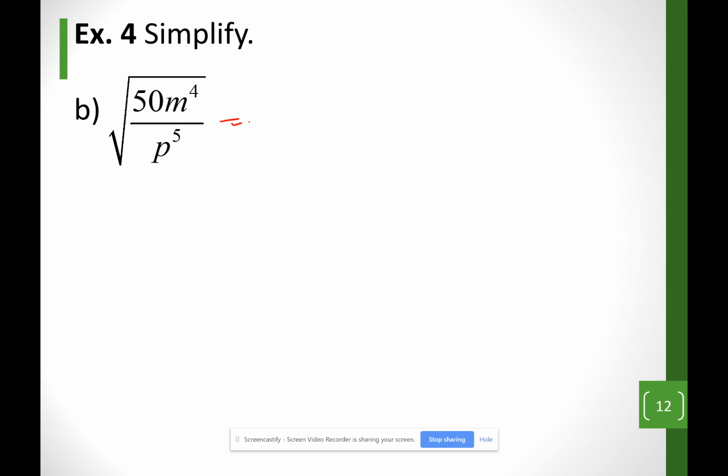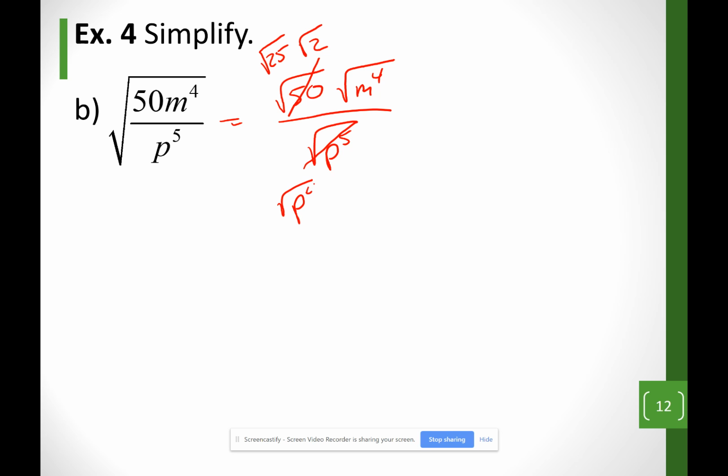Let me split this a little: radical 50 m to the 4th over radical p to the 5th. When I simplify my radicals, if I can, radical 50, I'm going to split that as square root of 25 times square root of 2. Square root of 25 is a perfect square. Square root of m to the 4th, the power is an even number, so I don't have to worry about it. Now, p to the 5th at the bottom, I'm going to split that as the square root of p to the 4th times the square root of p.